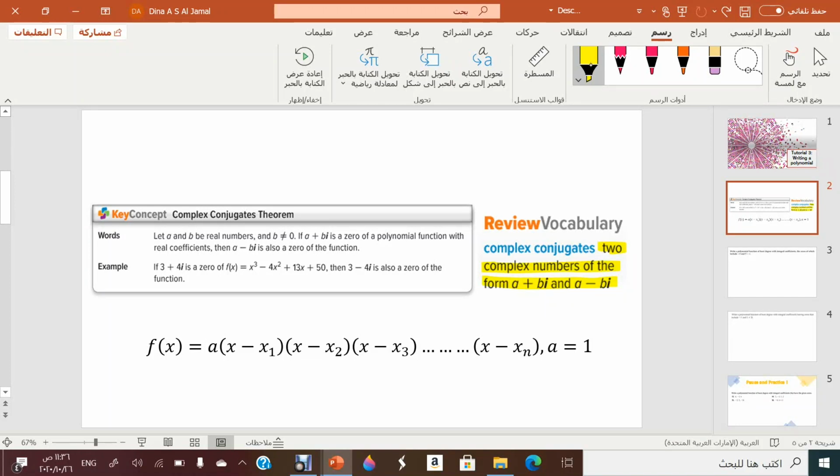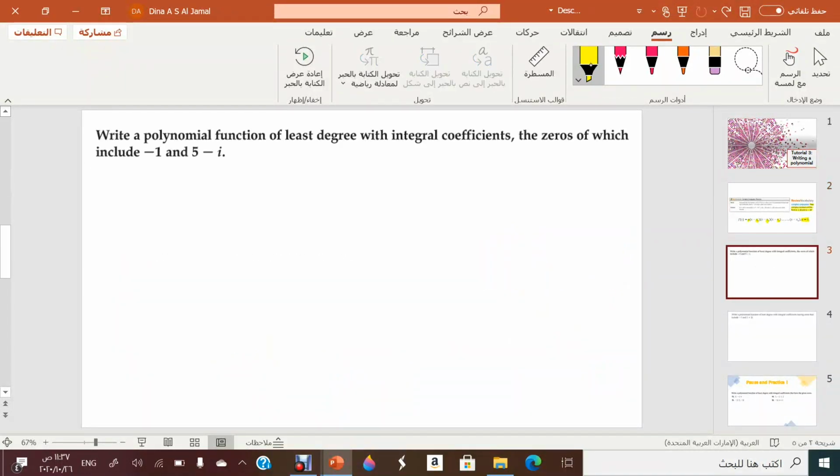So if you would like to write a polynomial, it will be in this form: f of x equals a, which will be 1 in your book, because all the examples in your book have a equal to 1, times x minus x1, where x1 is the first root, times x minus x2, the second root, times x minus x3, the third root, until you have the same degree. So let's see this question.